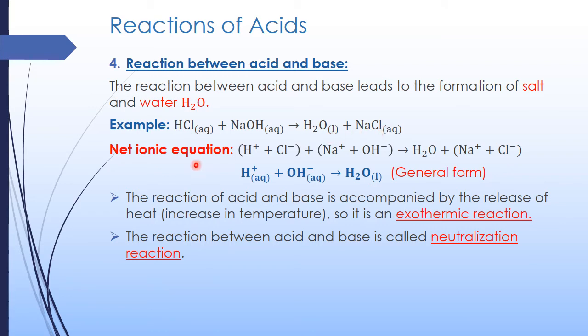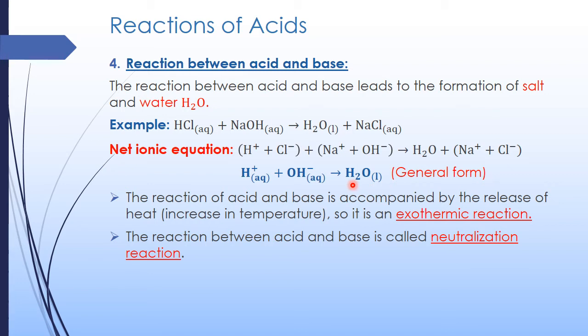To write the net ionic equation, HCl is H+ and Cl-, NaOH is Na+ and OH-, H2O, keep it H2O, NaCl gives Na+ and Cl-. So after crossing Na+ and Cl-, you will get H+ plus OH- gives H2O, which is the general form of the equation for the reaction between acid and base. The acid is represented by H+, the base is represented by OH-, and they produce H2O.